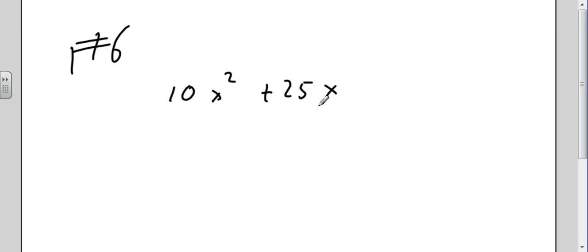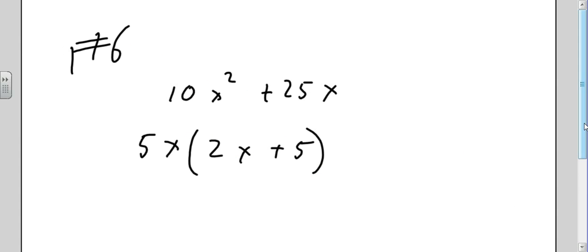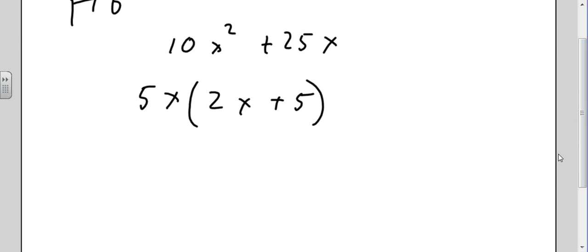Okay, now we'll look at 6. 10x squared plus 25x. I have a common factor of x, and I have another one of 5. So I can take 5x out, and I'd have 2x plus 5. I'm going to move down to 12.